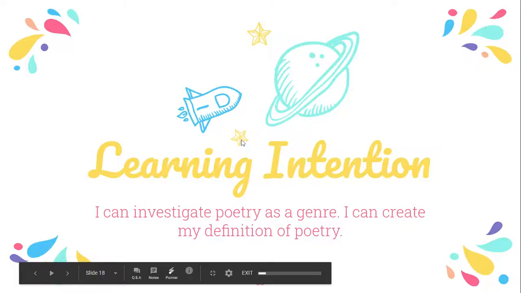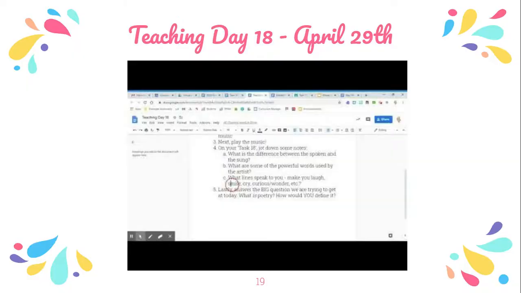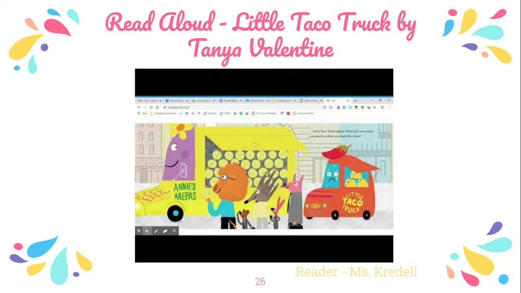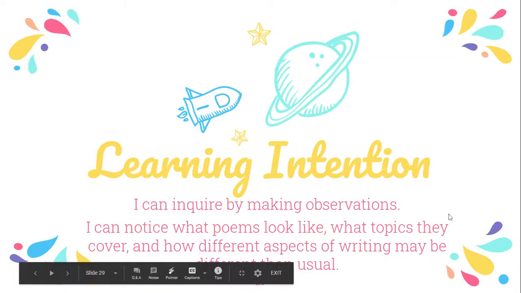Looking back at what you guys have already learned, we looked at the I can statement: I can investigate poetry as a genre and I can create my definition of poetry. We did that through investigating poetry, through the scavenger hunt, and then creating your own definition of poetry through the song. Today we're going to do something a little bit different, but it's still going to help us investigate poetry. I can inquire by making observations.